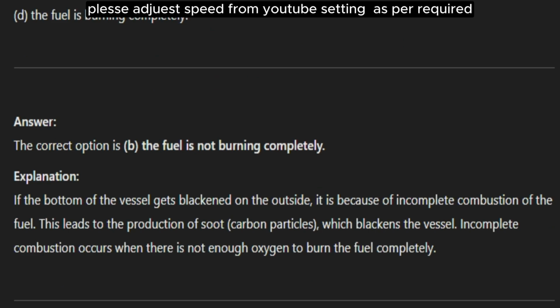Explanation: if the bottom of the vessel gets blackened on the outside, it is because of incomplete combustion of the fuel. This leads to the production of soot, carbon particles, which blackens the vessel. Incomplete combustion occurs when there is not enough oxygen to burn the fuel completely.